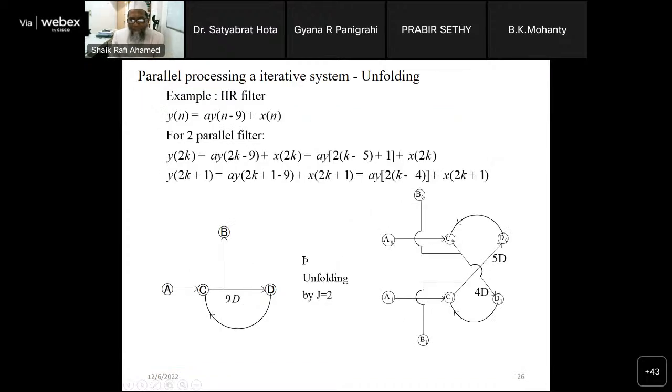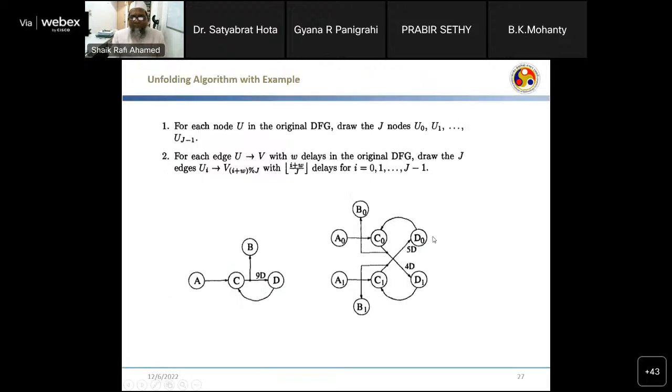This is the same as the previous one, which is complicated to find manually. If I follow this unfolding theorem, we can easily obtain the parallel processing system of iterative filters. Now, what are the applications of this unfolding? In 5G communication and others, we have a lot of unfolded systems because we have to increase the throughput.